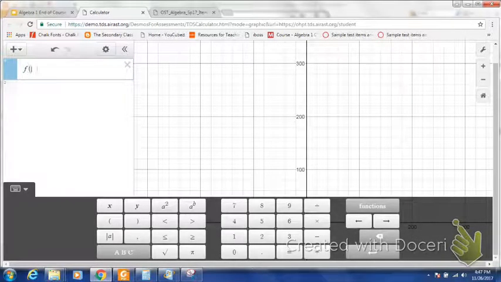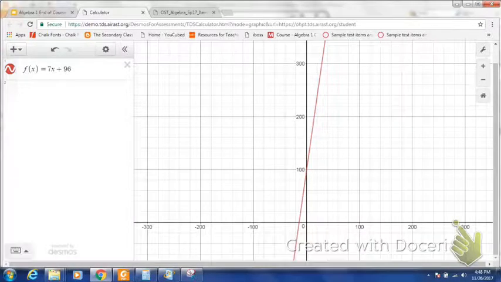So I'm just changing the x to an n. It doesn't matter. It's just a variable. You can use any letter. So I'm going to put in, oops, it's not n. I changed it to x, 7x plus 96. So what it did for us here is it graphed our function. So it is showing us all of these different points that make up the function.